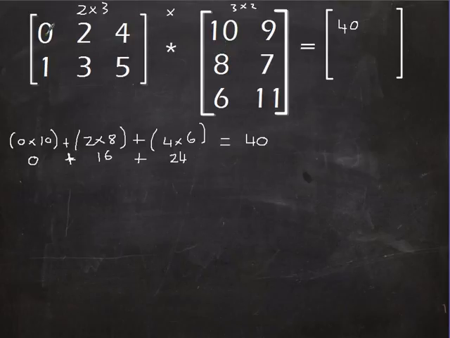And next we can do the top row by the right hand column, which will give us the top right answer. So we've got 0 times 9 added to 2 lots of 7 added to 4 lots of 11. So we've got 44. Well, actually you spotted my deliberate mistake. 0 times 9 is 0, of course. So this actually comes to 58.